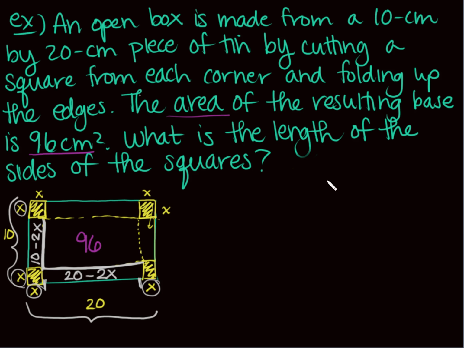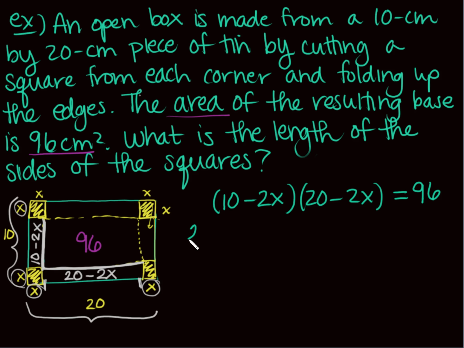So what do we want to do? We want to find what x is. We're given that the area of the base is 96. So how do I force that area to be 96? I take 10 minus 2x, that would be this side right here, and multiply it by 20 minus 2x. I'm going to set that equal to 96. This is going to give me my quadratic.